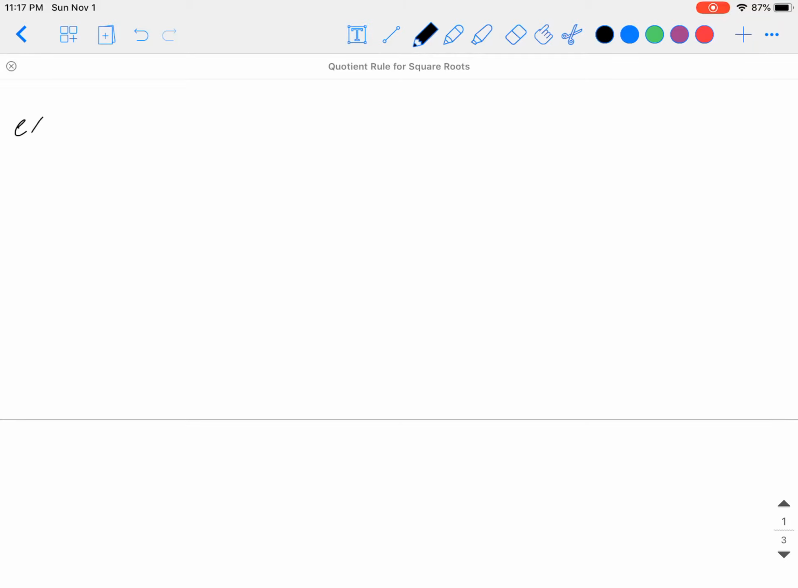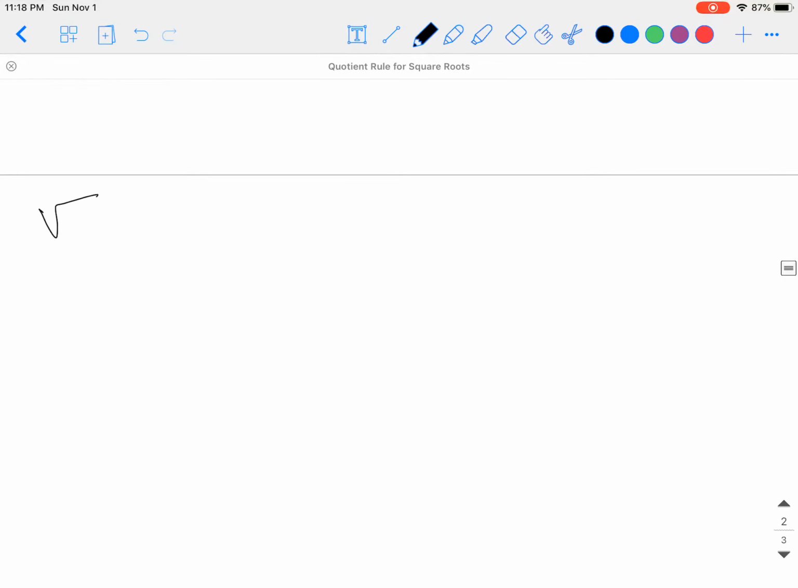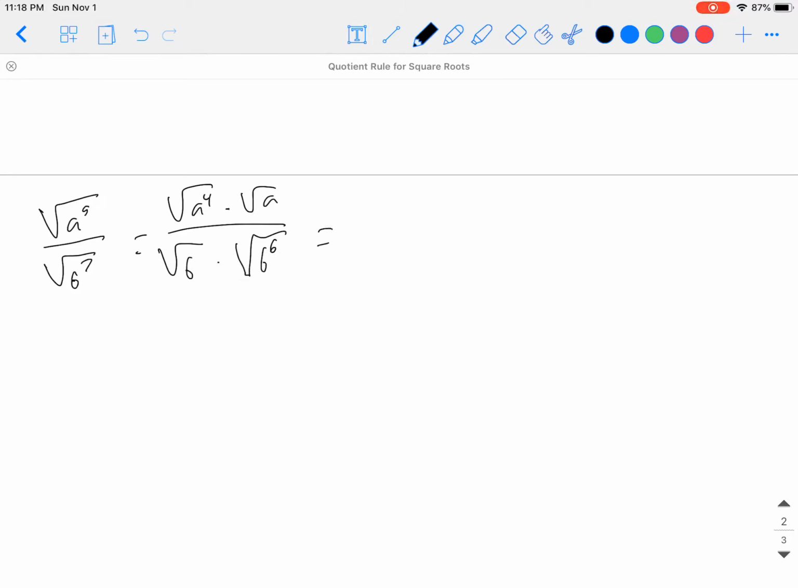So here with variables, we can just do the same exact thing. If we have a to the 5th over b to the 7th, again, using the formula exactly as written, this can be reduced into the square root of a to the 5th divided by the square root of b to the 7th. And now we can use the product rule from last time to reduce this to the square root of a to the 4th times the square root of a over the square root of b to the 6th times the square root of b, equaling a squared root a over b cubed root b.